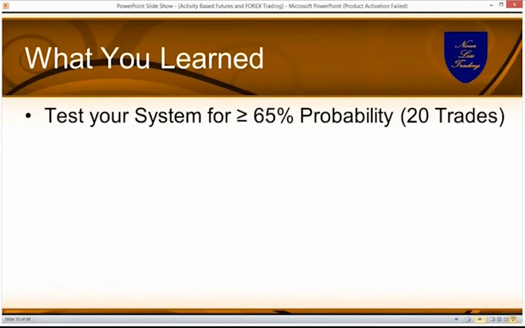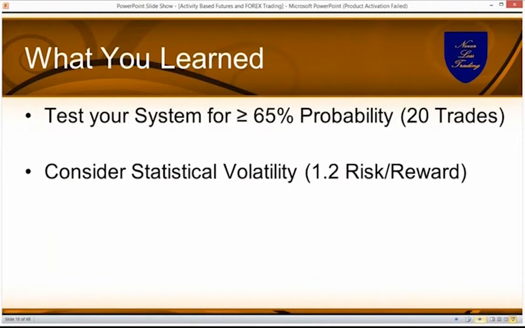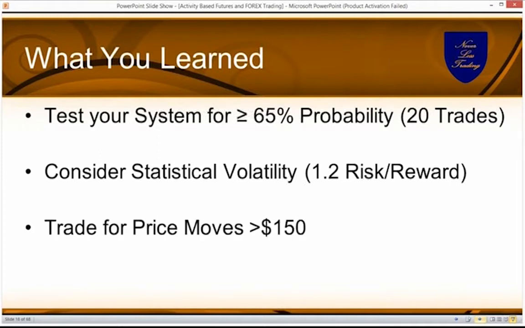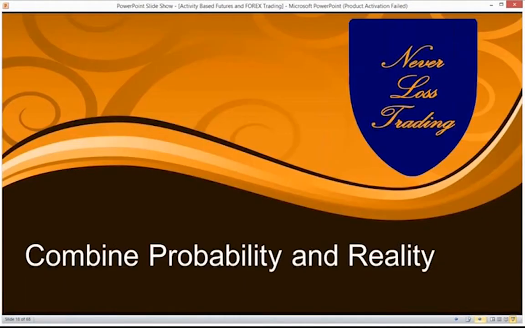So what you learned so far: test your system, 20 trades above 65% probability. Consider the statistical volatility on average, not always 1.2. When it's worse than 1.2, don't take the trade. When it's better, you increase your size. That's smart, because you always want to limit or gauge your maximum risk, and if you can have a lower risk, then you can leverage your rewards very nicely. And price moves above $150. I hope those are a couple of things that you write down to keep for the future, and we'll give you more details and combine probability and reality with you now.